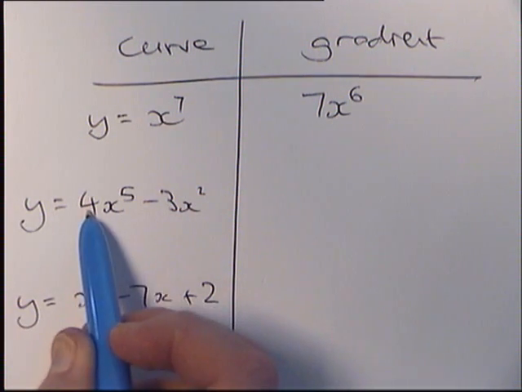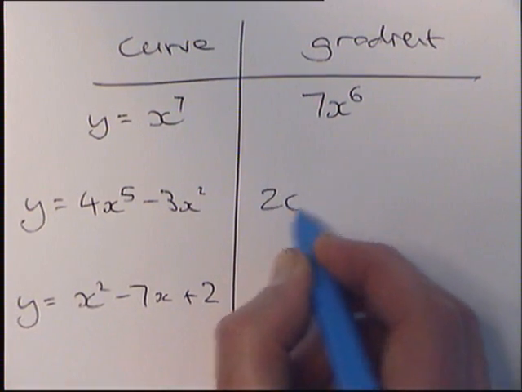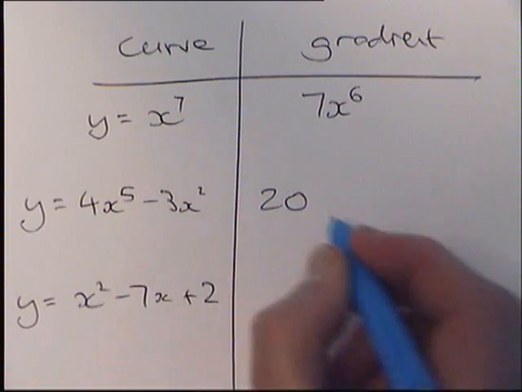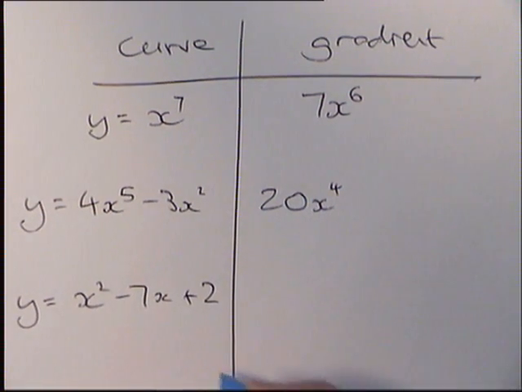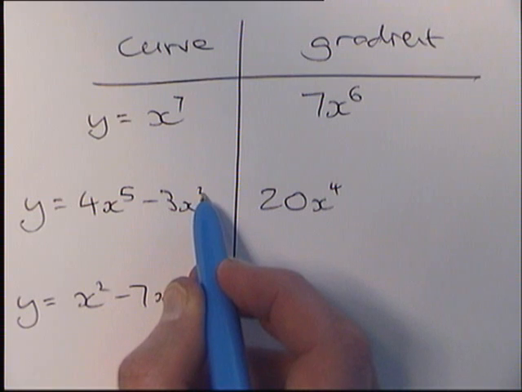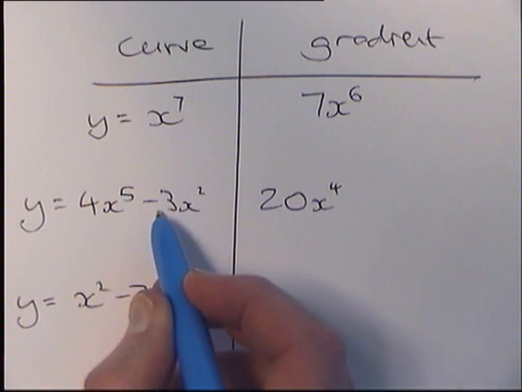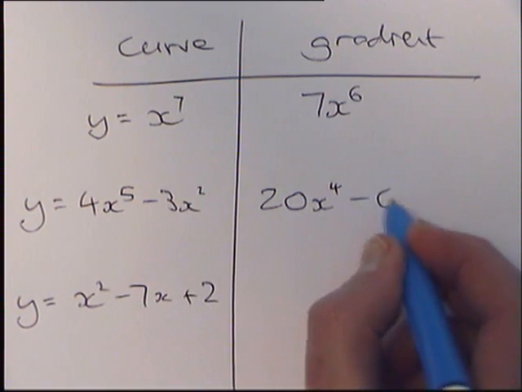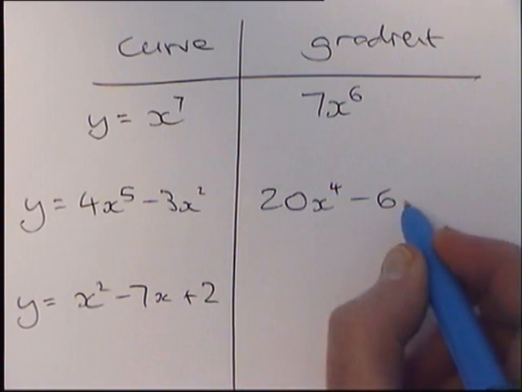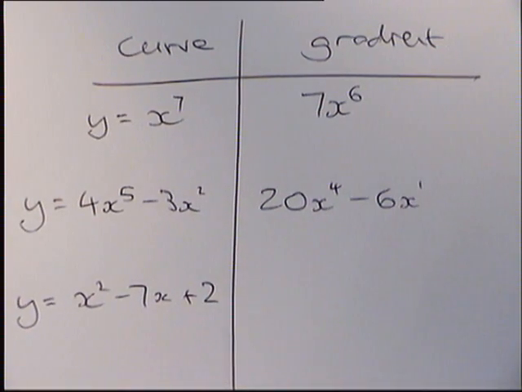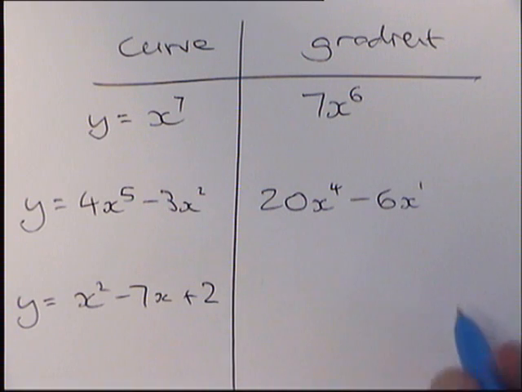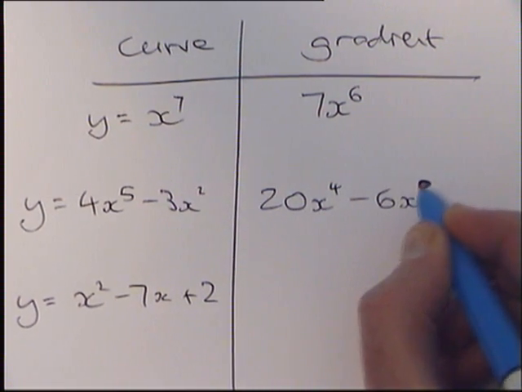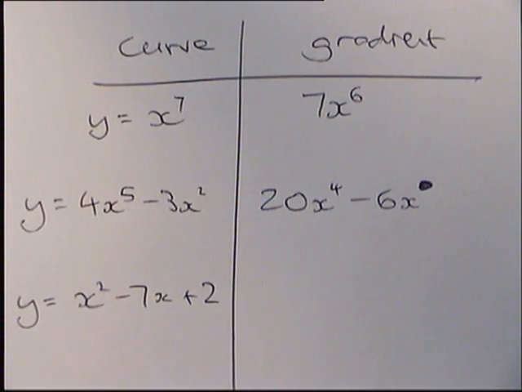So here the 5 will be times by the 4, giving us 20. And we knock one off that power. And then here the 2 is times by the minus 3 to give minus 6. And we knock one off that power, which gives a power of 1. But we don't usually bother writing the power of 1 in, so we'd usually leave that as just 6x.